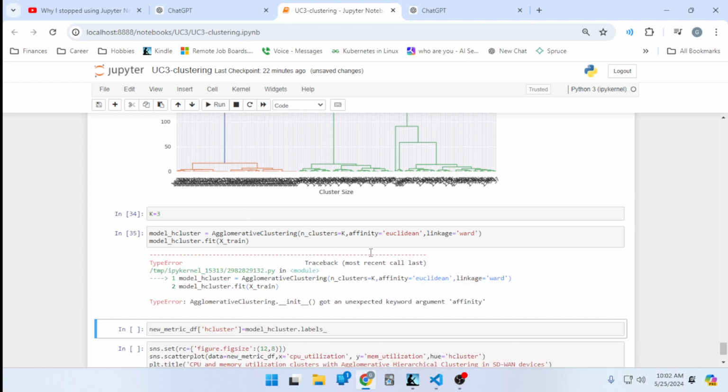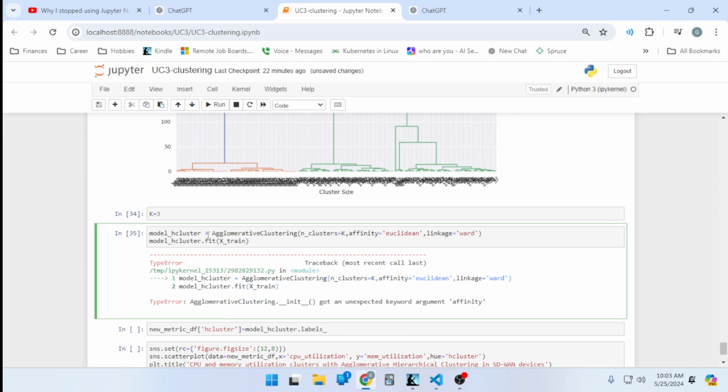Oh, okay, cool. This is good. So we've got an error here, which is good. This will help kind of drive this stuff home. It's good to get errors sometimes because then you have to troubleshoot the error and you can understand things a bit better. So we've got an unexpected keyword argument, which is affinity.